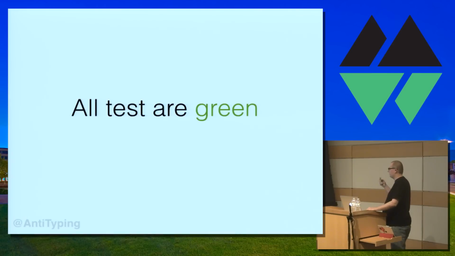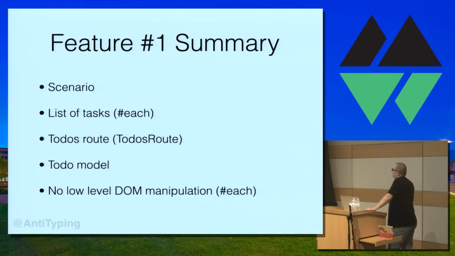So now we went through the whole process of test-driven development of a simple list, right? First we got a scenario. We got a first user story, and then we converted it into executable code as a scenario. And then we added a list of tasks using each, and then we added the route and model. And there was no low-level DOM manipulation here, right? We didn't have to use jQuery or anything. Pretty much Ember abstracted away everything from us. We added functionality without touching the DOM.